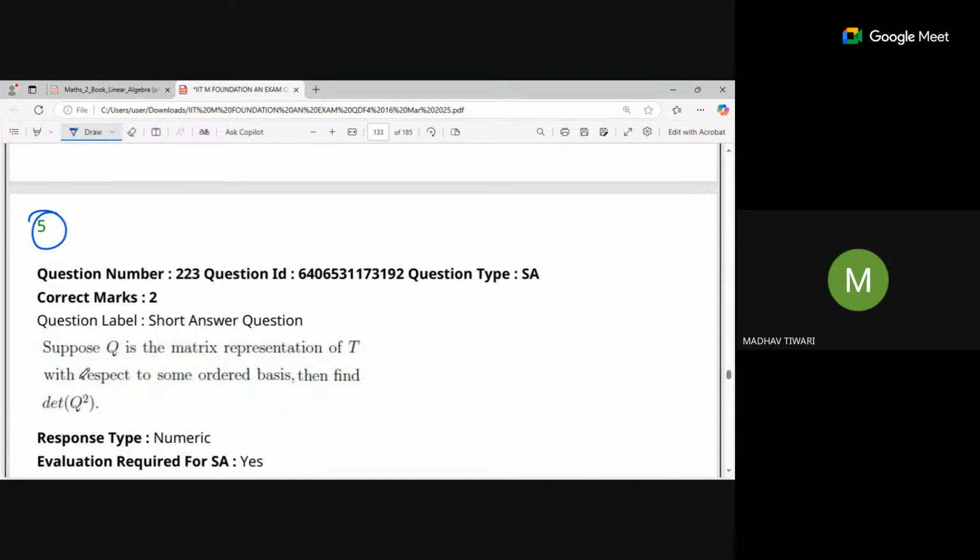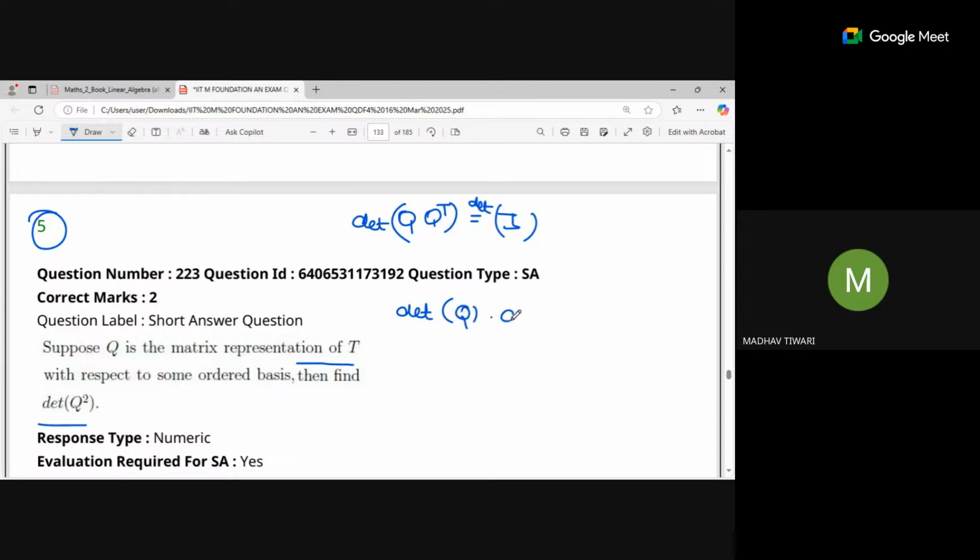After that, suppose Q is the matrix representation of T. T is orthogonal, so you know that Q will be an orthogonal matrix. We have to find the determinant of Q square. We know that for an orthogonal matrix, Q into Q transpose is equal to the identity, A into A transpose is A into A inverse. So the determinant of Q Q transpose will be equal to the determinant of the identity.